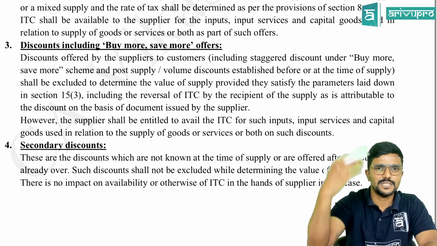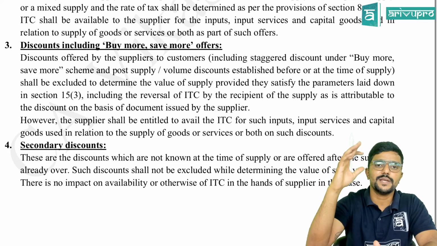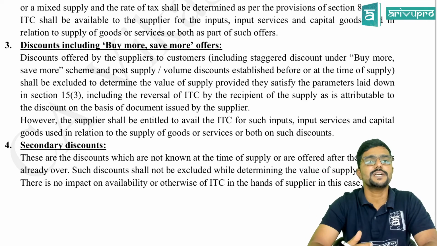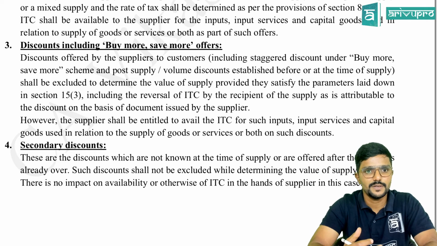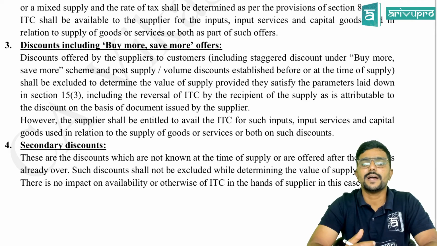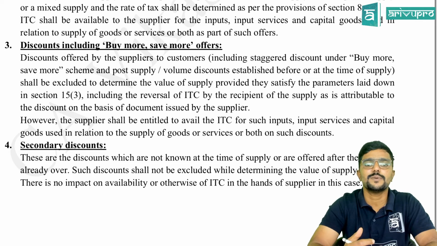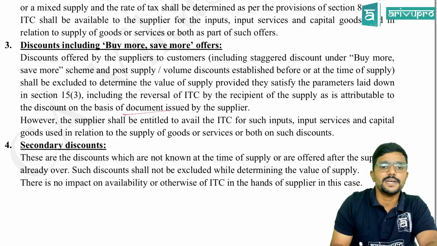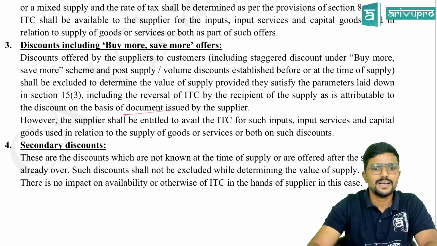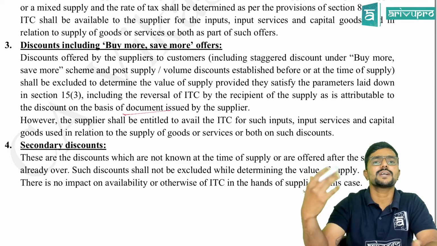Agree? Means you need to satisfy it. While calculating the value of supply, you can reduce it provided you satisfy the conditions given under section 15.3, including the reversal of ITC by the recipient of the supply as is attributable to the discount on the basis of document issued by the supplier. And here document is credit note. Clear, guys? See how this is how the things are connected, guys.